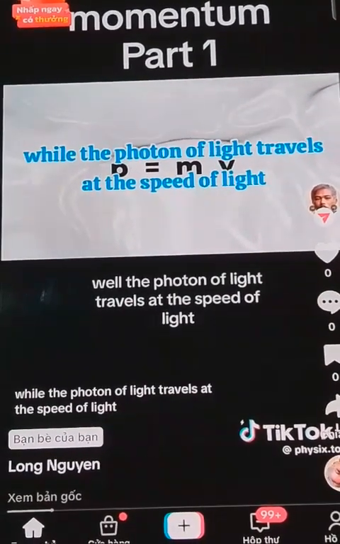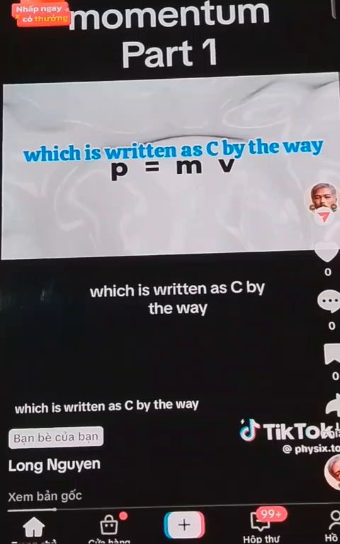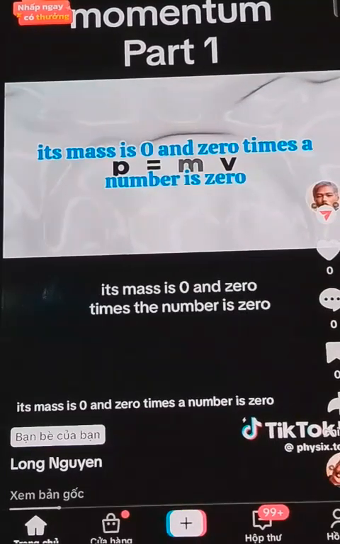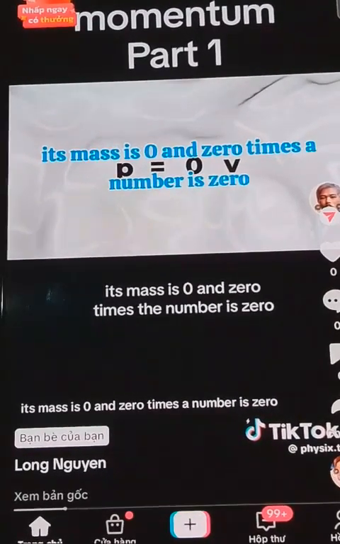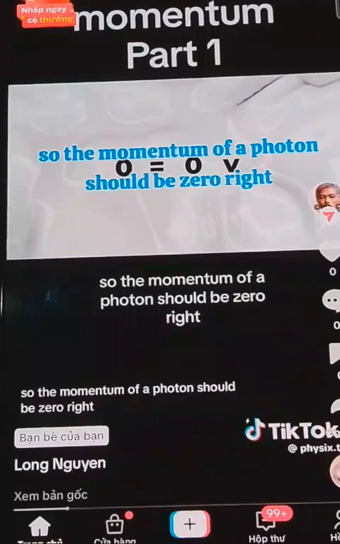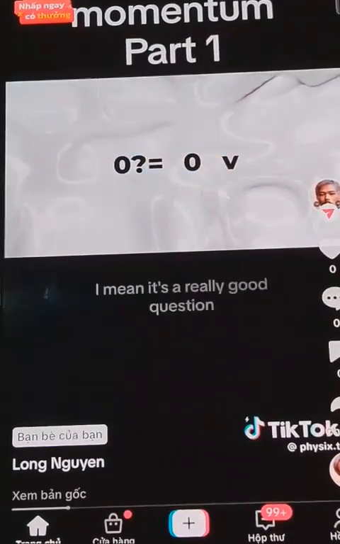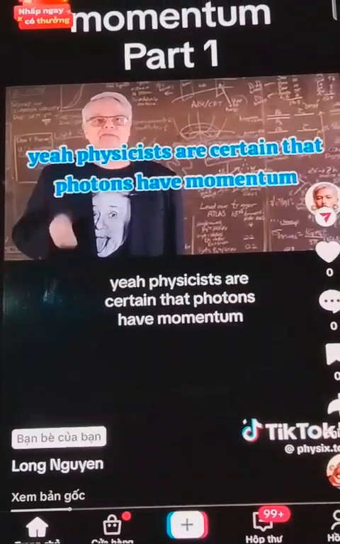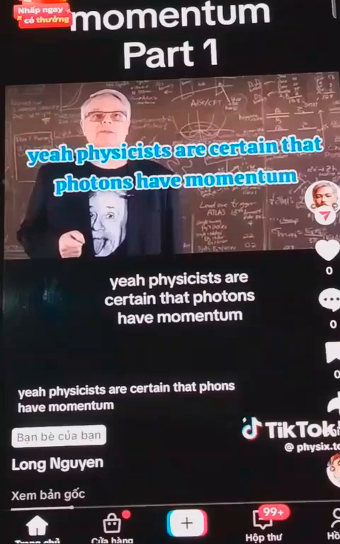Well, a photon of light travels at the speed of light, which is written as c, by the way. Its mass is 0. And 0 times any number is 0. So the momentum of a photon should be 0, right? I mean, that's a really good question. Yet physicists are certain that photons have momentum.